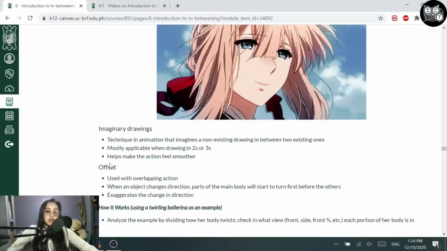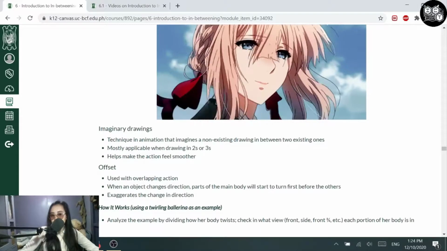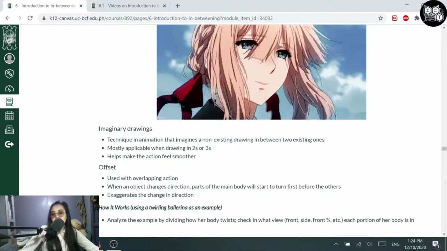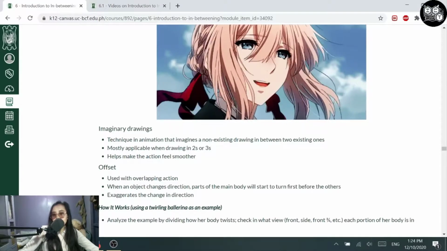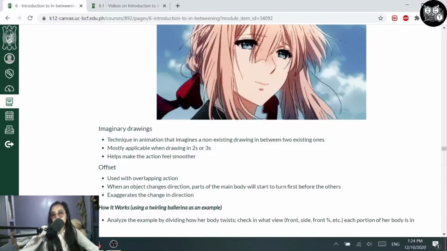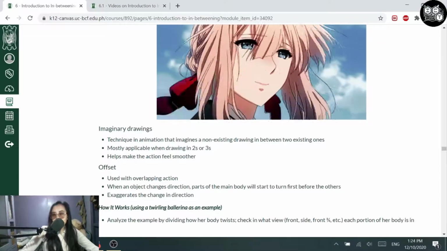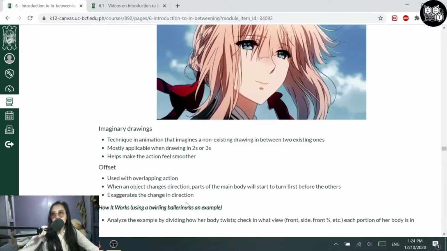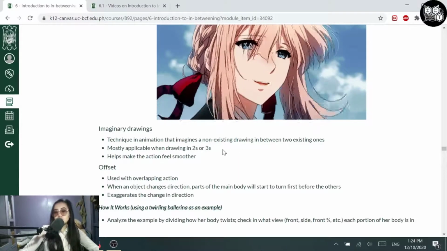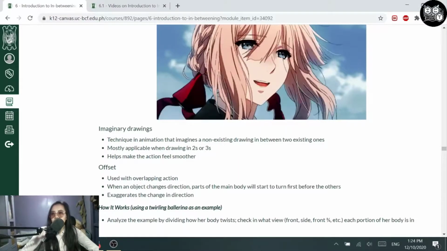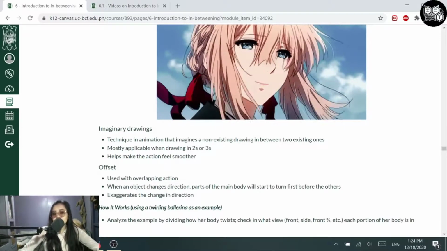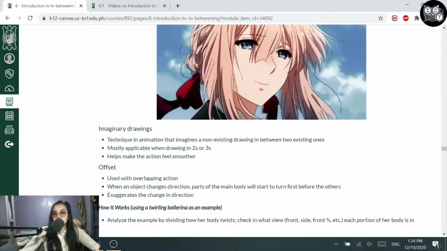We also have the idea of imaginary drawings. Imaginary drawings is a technique in animation that imagines a non-existing drawing in between two separate ones. This is a way for you to project the idea of how you're going to do the animation. A lot of the time, imaginary drawings are used for twos and threes, because it's not very practical to use in ones, since a lot of the action in ones is more subtle. So the tendency is that you will have to draw the imaginary drawing anyway.